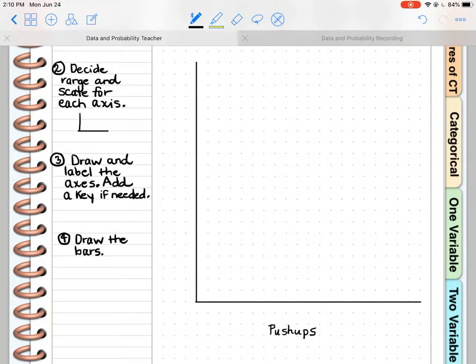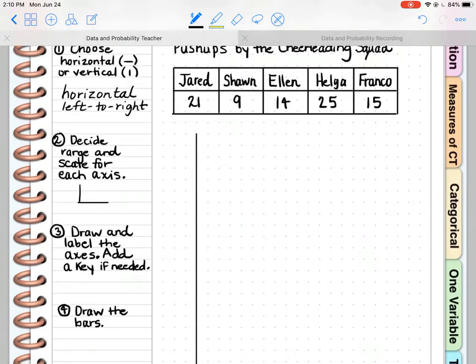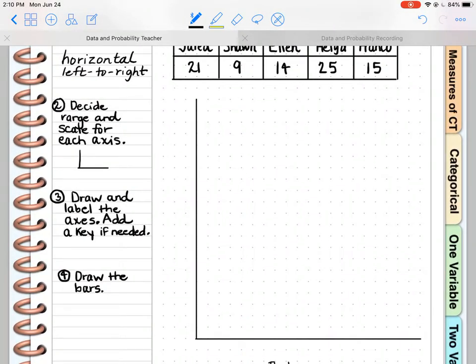Okay, and then on this side, we're going to list all our people. And I'm just going to go ahead and list them. I have Jared, Sean, Ellen, Helga, and Franco.